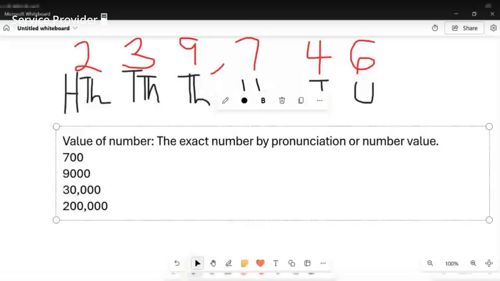So now I want someone to volunteer by pronouncing this number for me. How will you pronounce this number altogether? Ibrahim Olanrewaju, can you pronounce this number for me? How will you pronounce it? 239,746, the number we are discussing about.